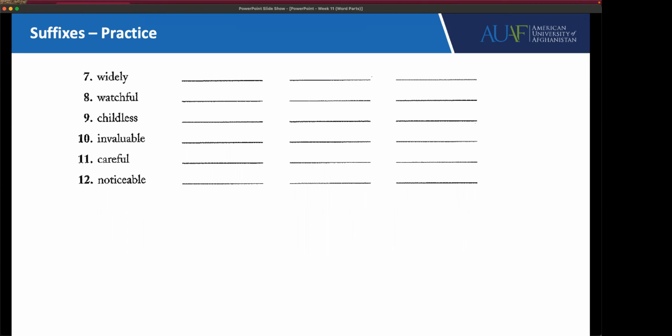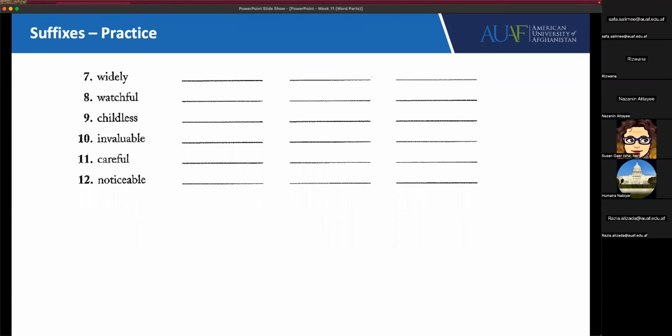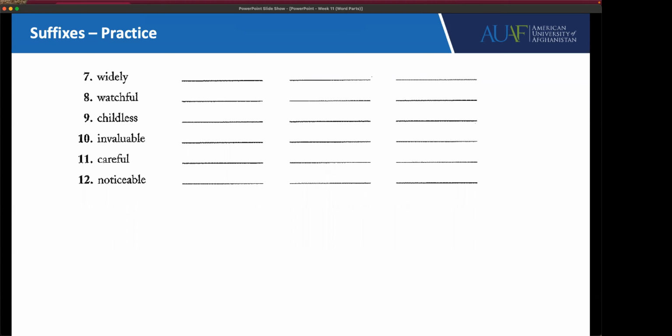Okay, Nazanin, number 11. Careful, it is an adjective. And what's the root? Care, it is a noun. Good. And the last one, noticeable. Who would like to do that one? May I say it? Go ahead. Humaira? Yeah, go ahead.